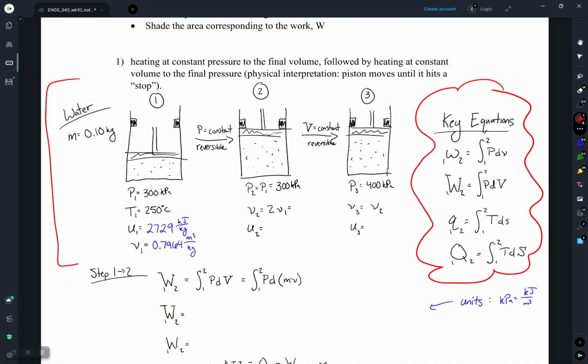We have an equation here at the top where we can directly calculate work. And we have this equation that we've used before at the bottom where we can directly calculate heat transfer. We can only use these equations if we can actually solve the integral. So we'll see some places where maybe that's easy, some places where that's a little bit more challenging.